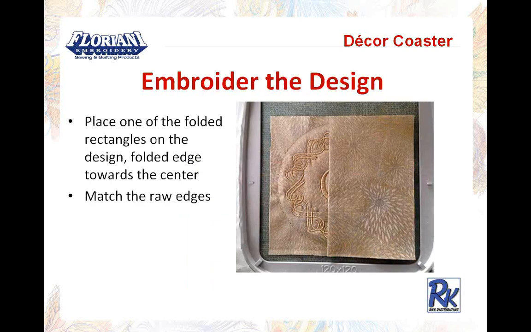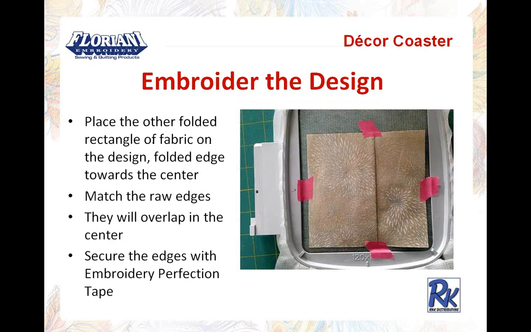And then what we're going to do is place it on the design. What you want to do is put the folded edge towards the center and match up the raw edges so that it lines up on the raw edges. It should look something like this. And then you're going to repeat that with the other piece of fabric, but you're going to line up the other side so that you've got this overlap of the folded edges in the center.